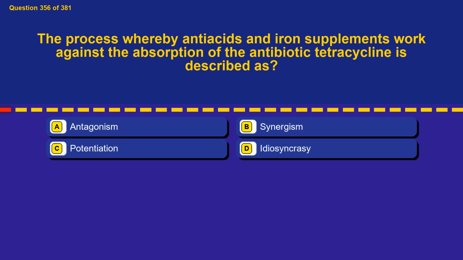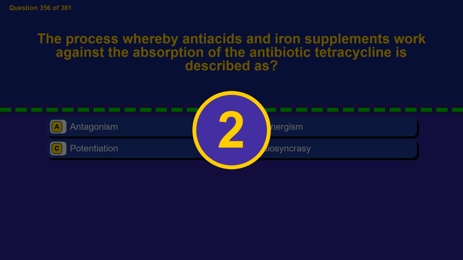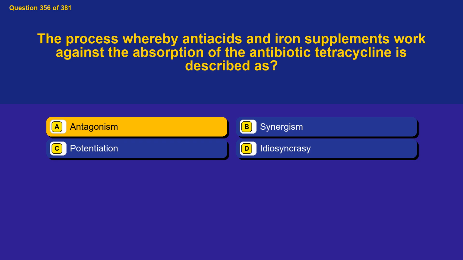Question 356. The process whereby antacids and iron supplements work against the absorption of the antibiotic tetracycline is described as: Option A, antagonism. Option B, synergism. Option C, potentiation. Option D, idiosyncrasy. The correct answer is option A, antagonism.